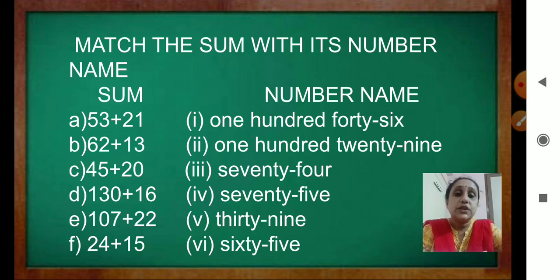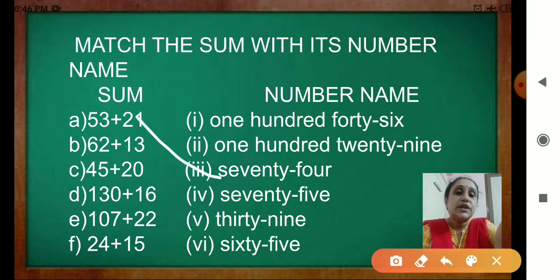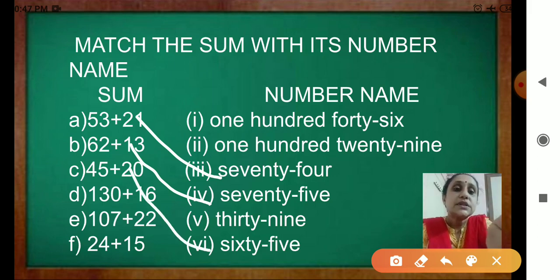So first one, 53 plus 21. How much did you get? 74. Now see children, it is in your book only. You can complete it in your book. Now 62 plus 13. How much? 75. 45 plus 20. 65.